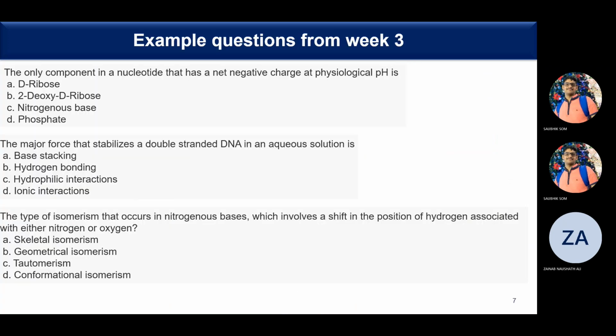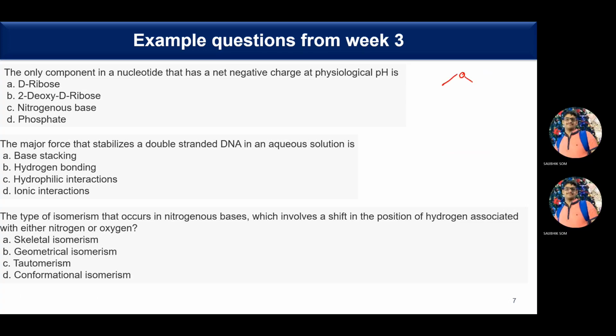Yeah, okay. So now we'll come to the questions of this week, week 3. Let's see. The only component in a nucleotide that has a net negative charge at physiological pH. Ribose? Ribose is a sugar, right? Ribose or D-ribose or 2-deoxy-D-ribose. So ribose is a sugar like this, correct? It doesn't have any net negative charge, correct?